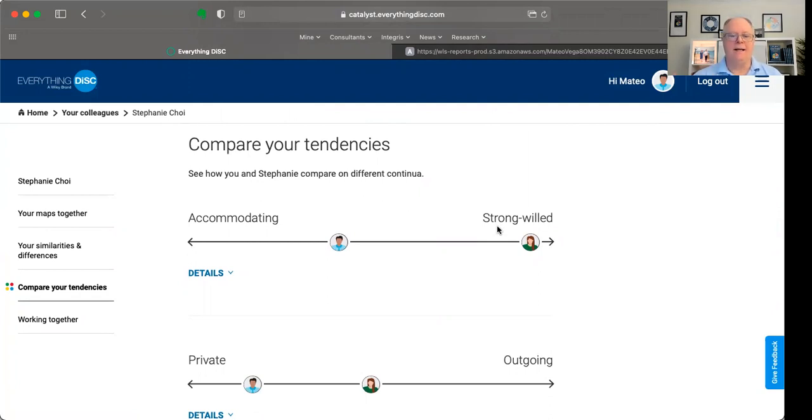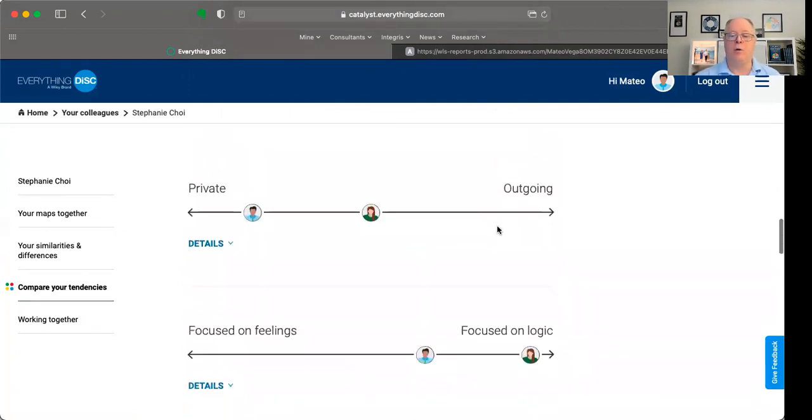So in the first case here, from accommodating to strong-willed, Mateo probably wants to take a look and go, okay, she's going to be very strong-willed. So I'm going to have to make sure that I do actually stand my ground, or I'm not going to get my points across, right? It's not that she has to change or I have to change, but I need to be aware of that so that I can adapt my approach a little bit so that we can be more successful going forward.